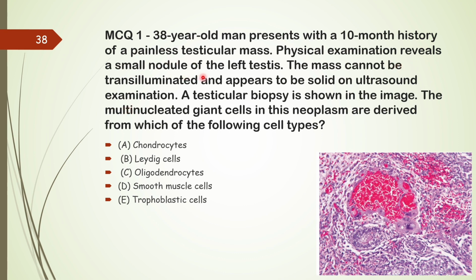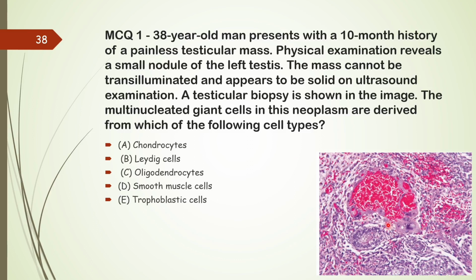The mass cannot be trans-illuminated and appears solid on ultrasound. So it has a solid appearance, not mucoid, right? Testicular biopsy is shown in the image. Orchidectomy is done, tissue is processed, and here it shows the photomicrographic appearance. It shows a multinucleated giant cell. See, this is a multinucleated giant cell that is seen. So it could derive from which of the following cell types?